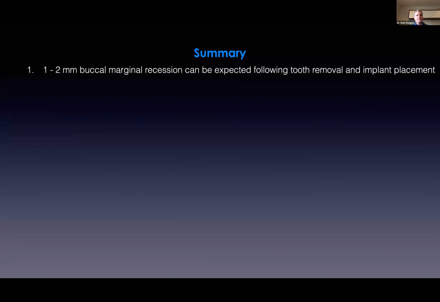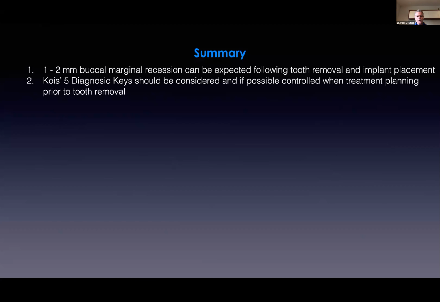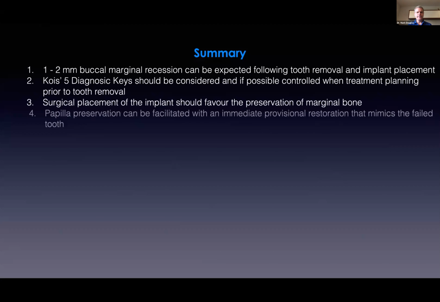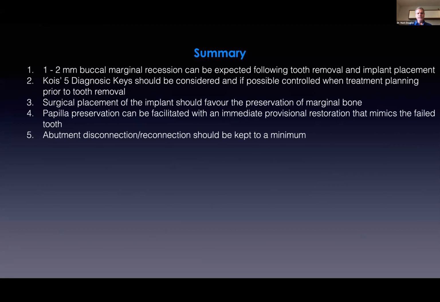So in summary, what do we know? 1 to 2 millimeters of buccal marginal recession can be expected following tooth removal and implant placement. Coise's 5 diagnostic keys should be considered and, if possible, controlled when treatment planning prior to tooth removal. Surgical placement of the implant should favor the preservation of the marginal bone. Papilla preservation can be facilitated with an immediate implant and an immediate provisional restoration that mimics the failed tooth. Abutment disconnection and reconnection should be kept to a minimum.